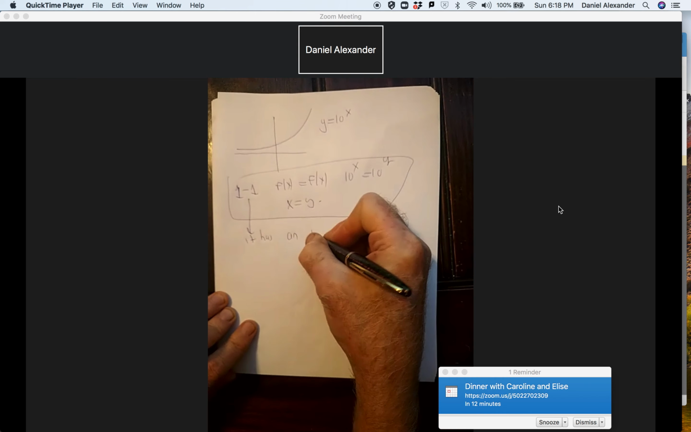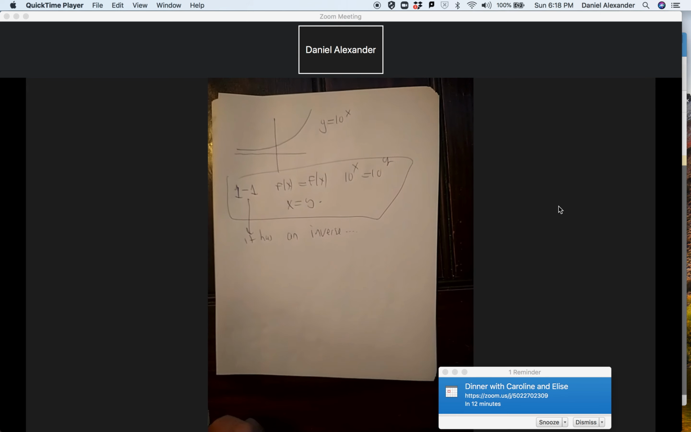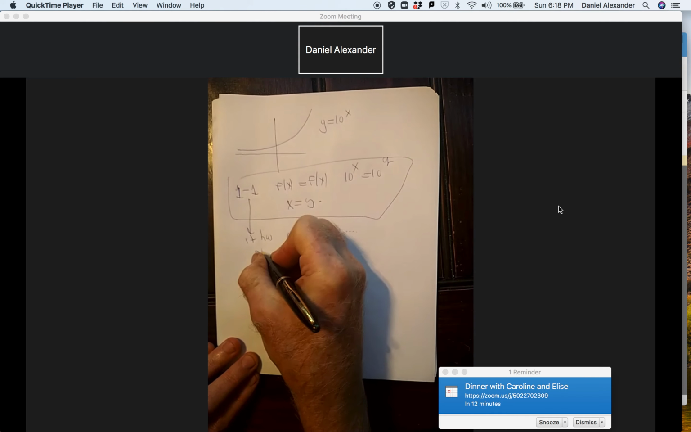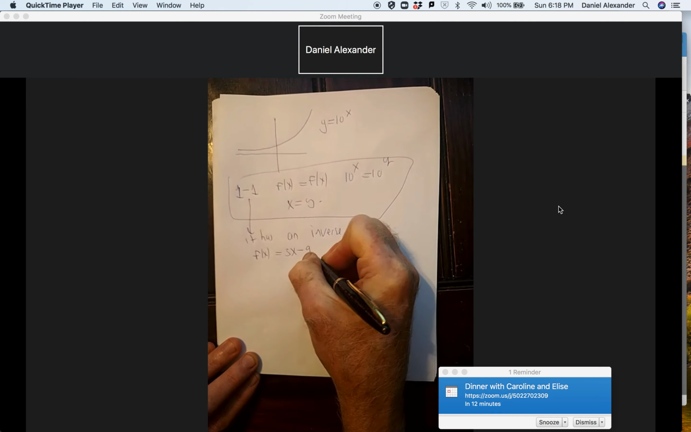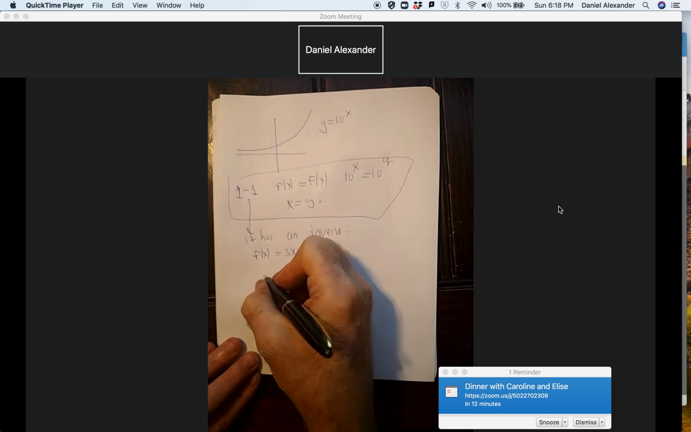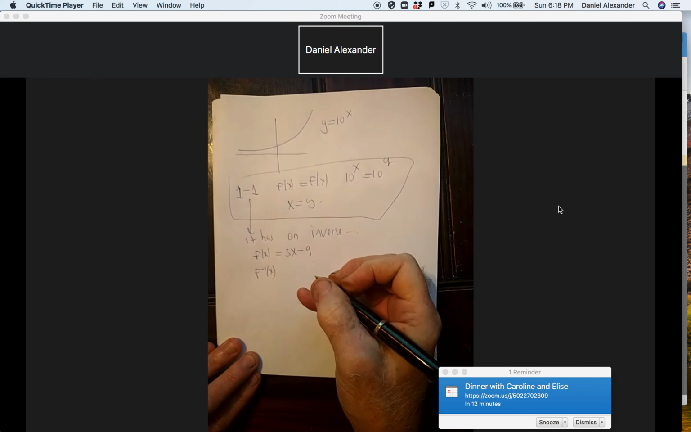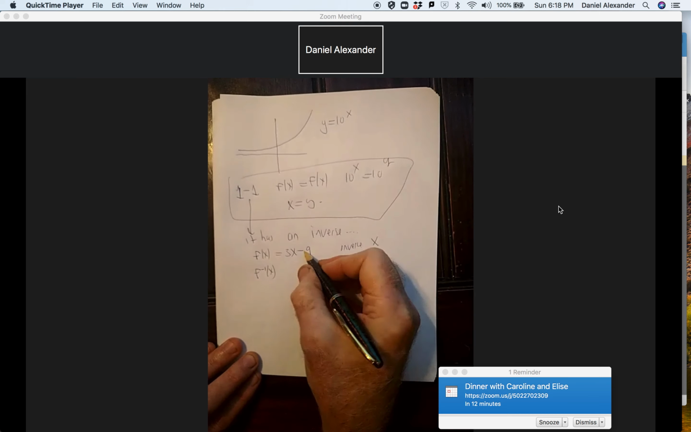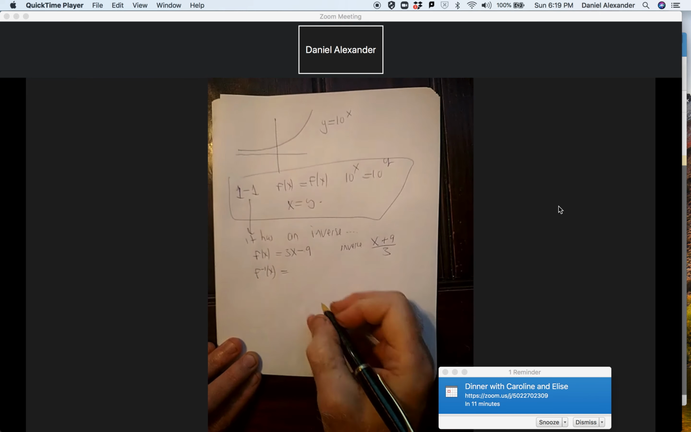I wanted to review inverses just a little bit. I think that'll help us understand, and then I want to convince you why we want to have an inverse. So I'm going to look at the function f of x equals 3x minus 9, and we want to see what the inverse is. The inverse starts with x, adds 9, and divides by 3. So this is what the inverse would look like.